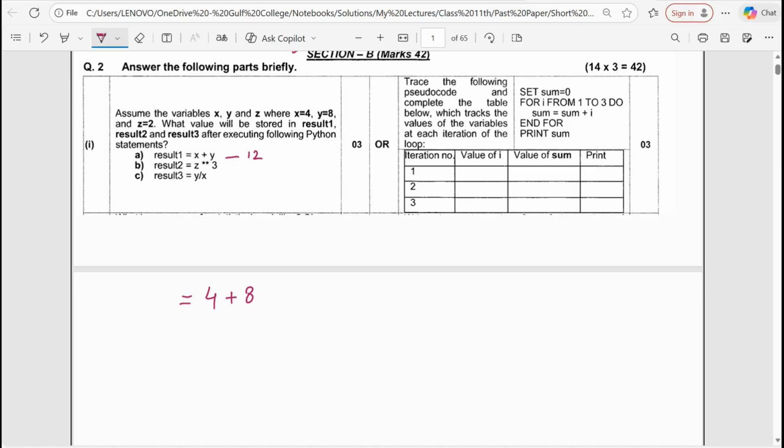Next, result 2. What will result 2 get? z power 3 means the value of z is 2, raised to the power 3. The answer is 2 times 2 times 2, which is 8. Result 2 will get 8. And result 3 is y divided by x. The value of y is 8 divided by the value of x, which is 4. It will get 2.0. The result will be 2.